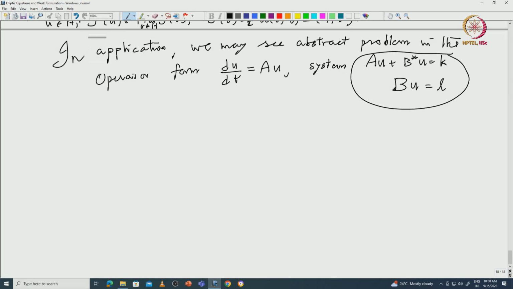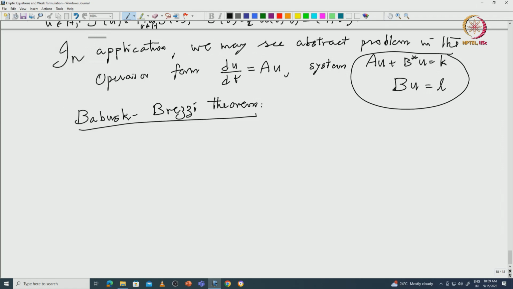So Babuska-Brezzi theorem gives conditions under which the system of equations, especially many systems, we may see at least a couple of things later. So let me just state the Babuska-Brezzi theorem. So maybe I will stop here and then continue in the next class. It is already time for a class.